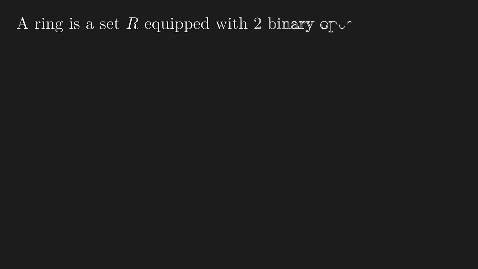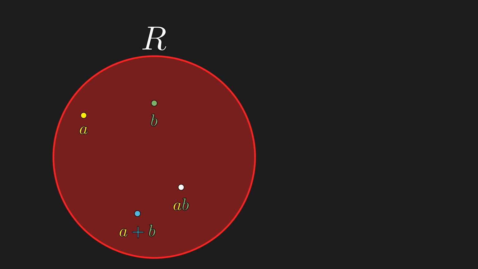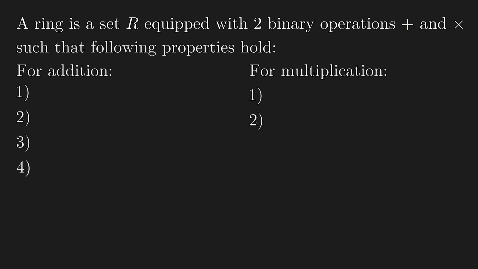A ring is a set R equipped with two binary operations, addition and multiplication. And what exactly is a binary operation? Take any two elements a and b in the set R, then a plus b is in the set R, and a times b is in the set R. Sometimes we call this the closure property of addition and multiplication. In the context of ring theory, we often skip the multiplication symbol. And there are several additional properties, so let's introduce one at a time.